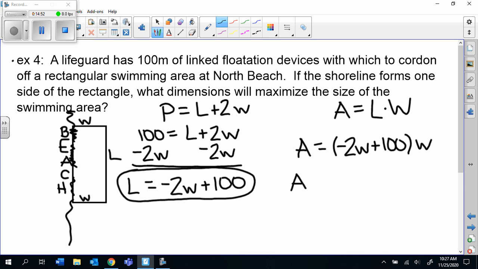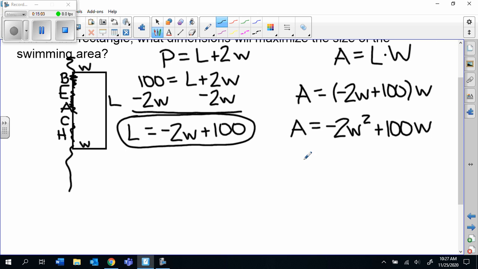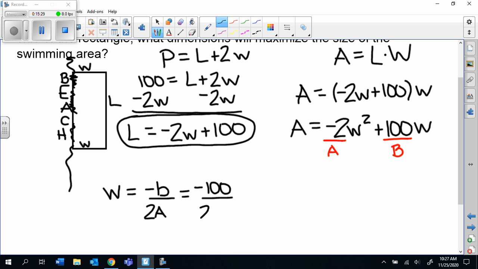So let's distribute that W. So negative 2W squared plus 100W. And now once we have it in a quadratic form with an A and a B written in the right form, we can go ahead and use that shortcut. So here's the A, here's the B. So again, in this case, it's not an X, it's a W equals negative B over 2A. So negative 100 over 2 times negative 2 turns out to be 25.